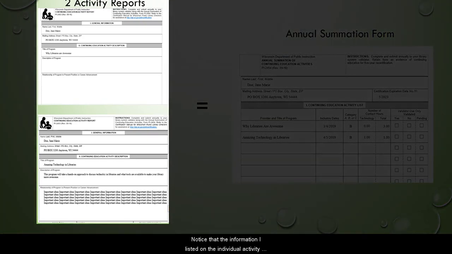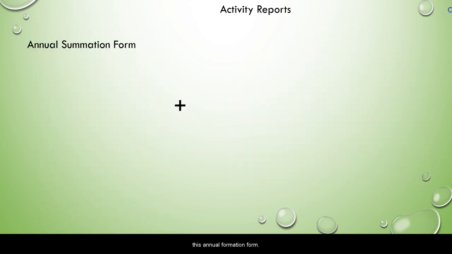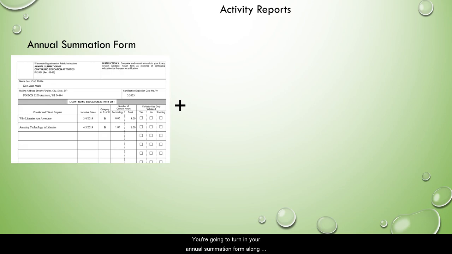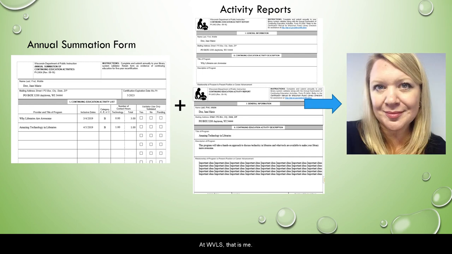Notice that the information I listed on the individual activity reports is the same on my annual summation. If these were the only two programs that I attended in 2019, then I'm done. If there are more programs, I add those to my annual summation form. I would also accompany them with an activity report. So if this summation form has 5 programs listed, then I'm going to turn in 5 activity reports as well. Every activity needs to be on this annual summation form. You are going to turn in your annual summation form along with your activity reports to your System CE consultant. At WVLS, that is me.